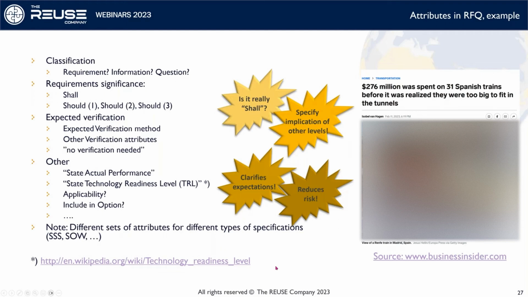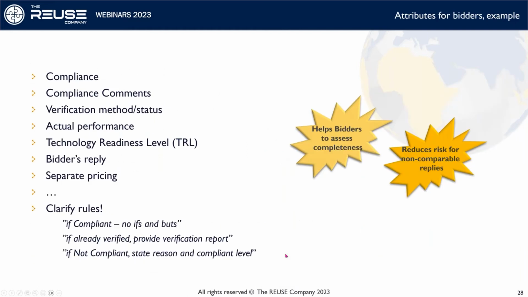Yeah, okay. So these are examples of things that you may want to specify, not only with the requirement as such, but how they should be interpreted and what the bidder should typically do when they get your request. On the other hand, you also should specify what you expect from the bidders.